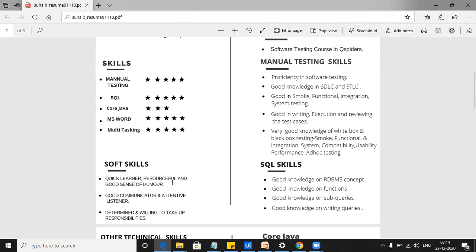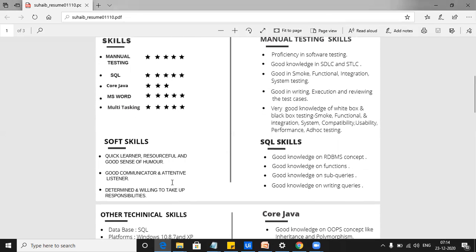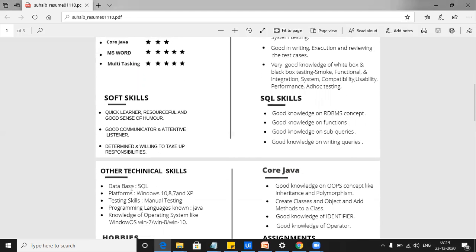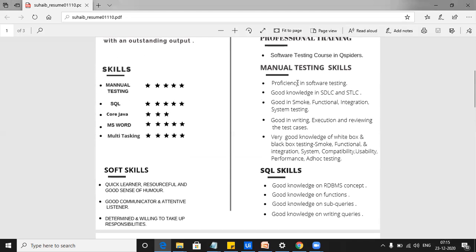Then soft skills should be added at the end, and it's fine even if you don't add them. And other technical skills, instead of this, you should rename it to technical skills itself. And then again over here, database SQL is written, testing skills, manual testing is written. So then the interviewer will get confused. In other technical skills also, you are mentioning manual testing. In this technical skills also, there was a separate section of manual testing skills, right?